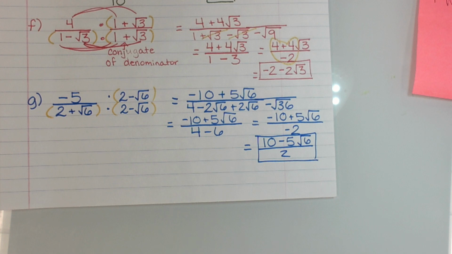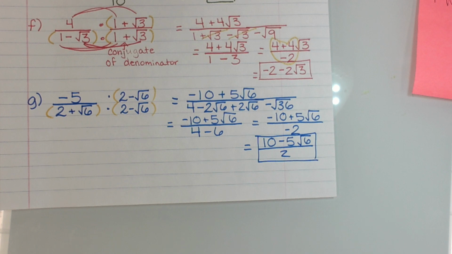Negative 5 times 2, negative 10. Negative 5 times a negative square root of 6. Be careful, negative times a negative. 2 times 2 is 4. 2 times negative square root of 6, negative 2 root 6. Square root of 6 times 2, 2 root 6. Square root of 6 times negative square root of 6, negative square root of 36. Do those two cancel? If they don't cancel, something's wrong.